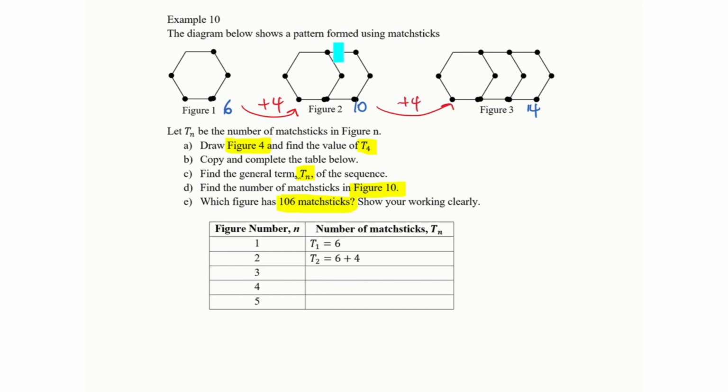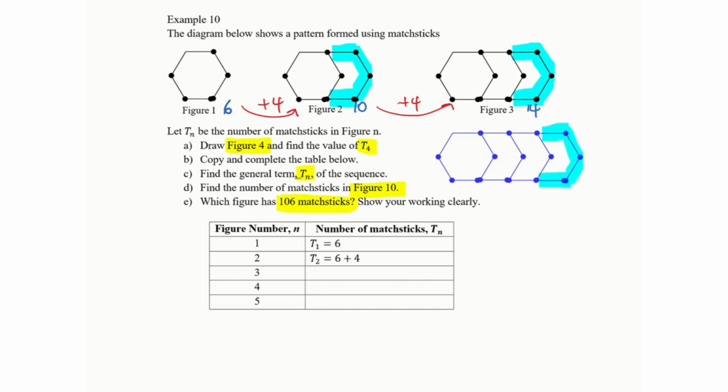In the diagram, you realize that figure 2 is exactly the same as the diagram of figure 1, just that there's an additional 4 matchsticks. And figure 3 is exactly the same diagram as figure 2, but with an additional 4 matchsticks. So how do you draw the diagram for figure 4? You start off with the diagram of figure 3 and you add on an additional 4 matchsticks. Please label your diagram as figure 4.